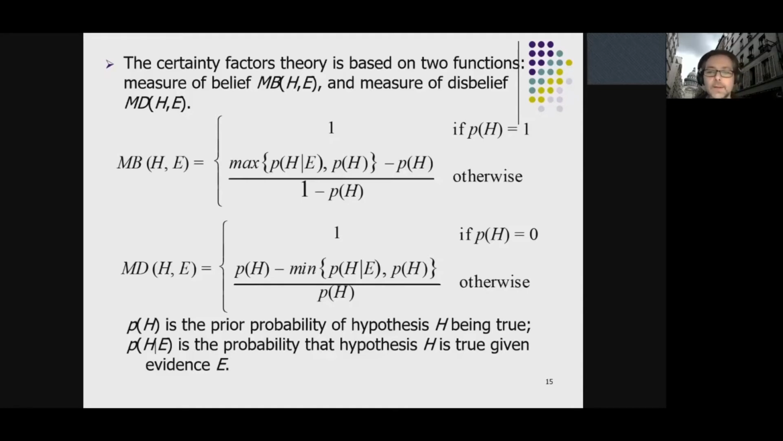It's not very difficult to produce because it's just an equation. It takes the highest value, 1, if the probability of the hypothesis is 0. Okay, and then you can see in the formula it takes into account the minimum and produces a simple calculation. As you understand, we need the prior probability of hypothesis H being true, and the probability that hypothesis H is true given evidence E. These are necessary in order to perform this kind of calculation.